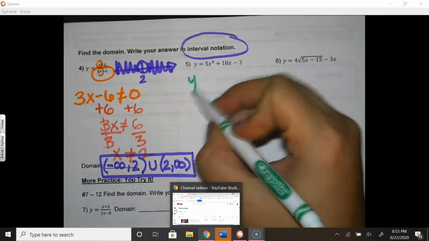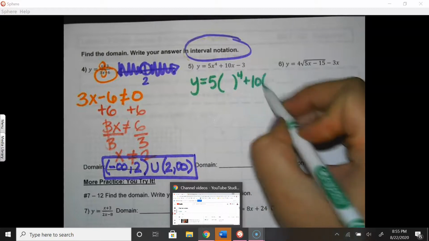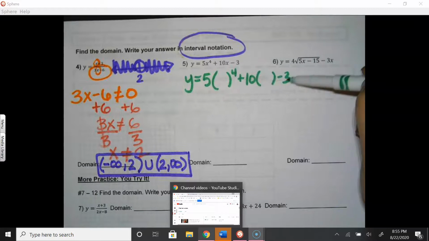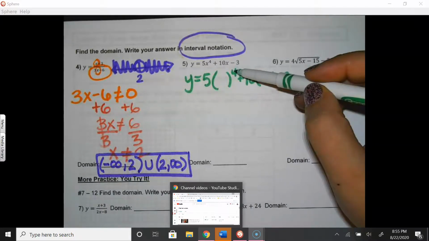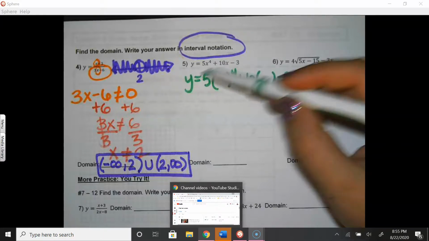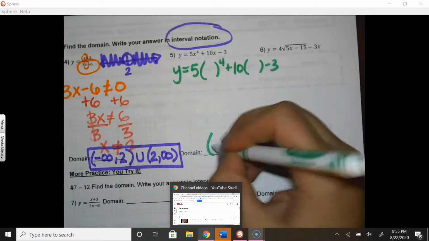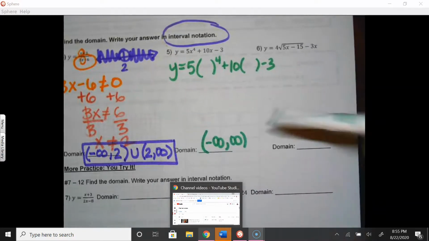So here it's asking us, what number can I plug in for all the x spots? This is a polynomial here, so I can plug in any number for x and raise it to the 4th power, multiply by 5, multiply it by 10. So this is going to be all real numbers because we don't have any issues, we don't have any constraints or anything like that.